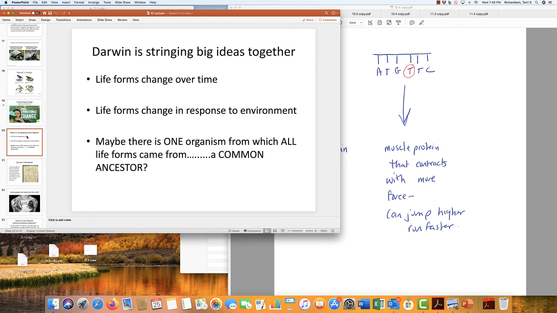Okay, so Darwin stringing these big ideas together. Hey, life forms do change over time. Hey, organisms do change in response to their environment. He didn't know how. We didn't know about DNA and all of that stuff in 1800, but his next idea, which we think is a good one, maybe there's one type of organism, one species from which all of these different life forms came from. And we call that the common ancestor.